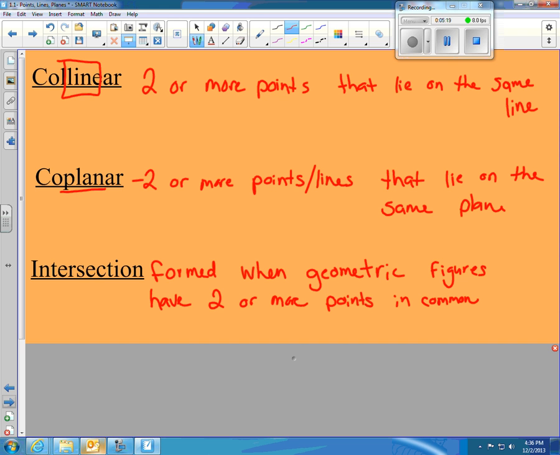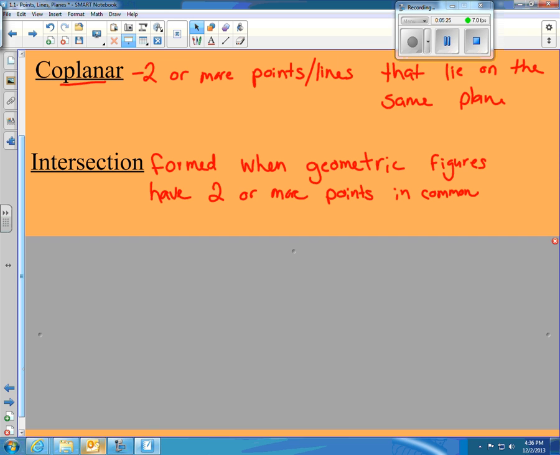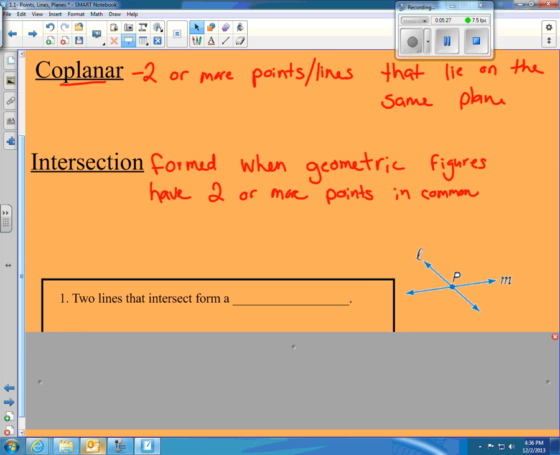All right, so let's talk about intersections, and specifically about when you see two lines that intersect. Here's a picture. We have two lines intersecting, and what are they creating? They're creating a point.